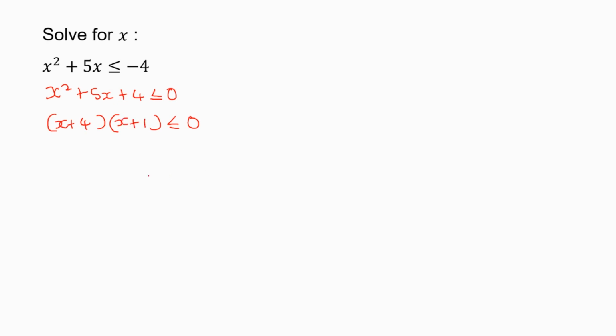So what we're getting here is called the critical values, not the solution. You're getting marks for the critical values. The critical values are x is equal to negative 4 or x is equal to negative 1. This is a quadratic function, this is actually a parabola. This is where the graph cuts the x-axis. These are like the x-intercepts, where the graph is equal to 0.